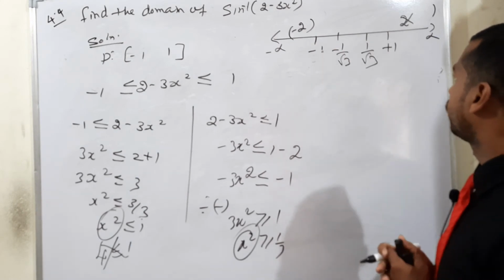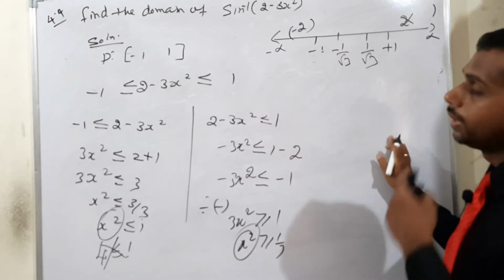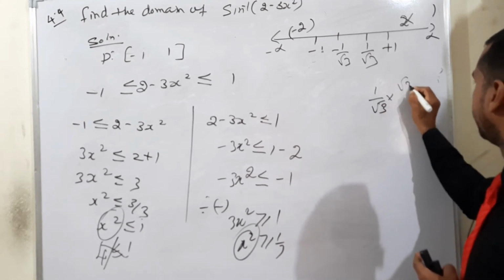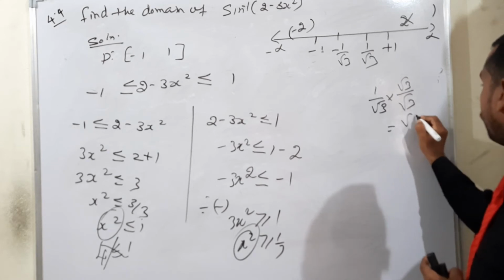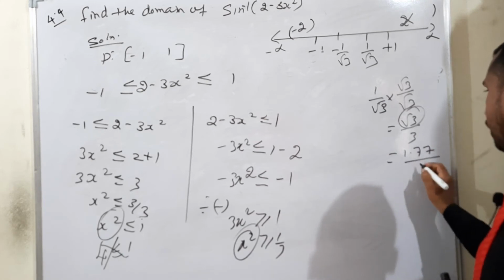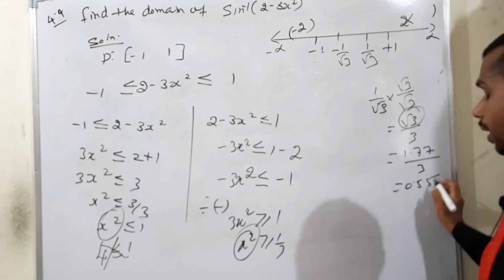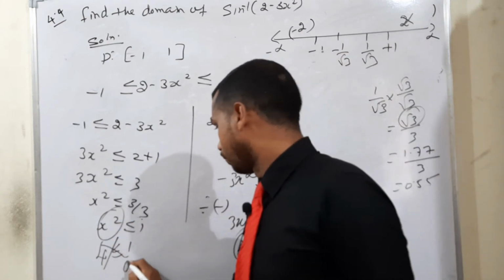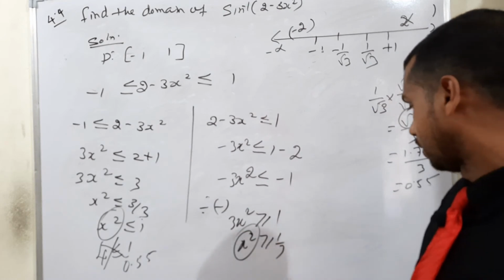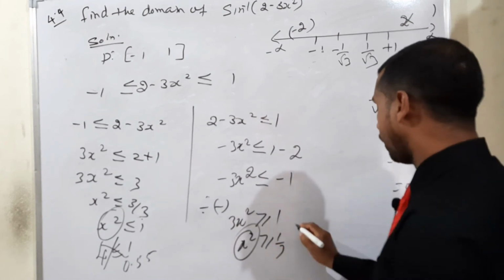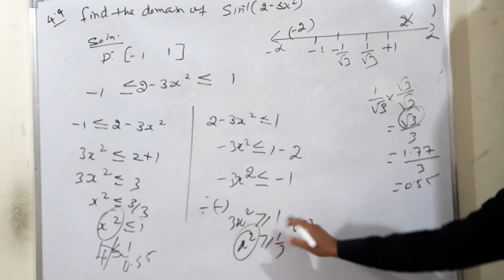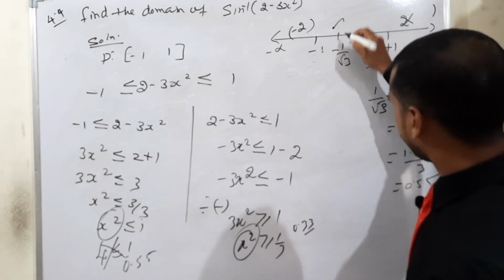Then in between, take another value, 1 by root 3. What will happen? 1 by root 3, multiplying by the conjugate, means root 3 divided by root 3, so we can write it as root 3 divided by 3. Root 3 value we know is 1.73 something, divided by 3 means definitely about 0.5. So 0.5, check it. The first condition is clear: 0.5 less than or equal to 1, positive case. The next one, 1 by 3 is definitely 0.33, and 0.55 is greater than 0.33. So 1 by root 3 is a possible case.